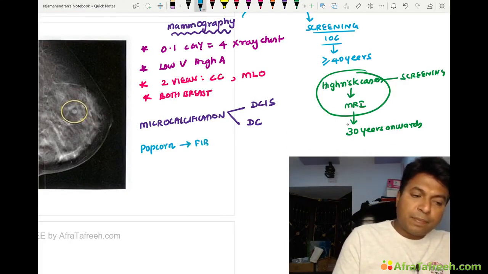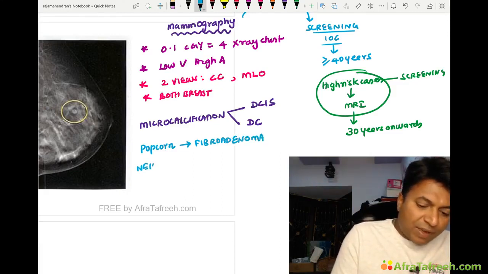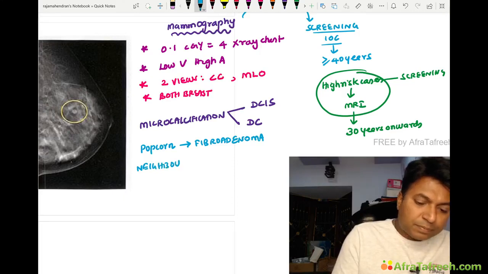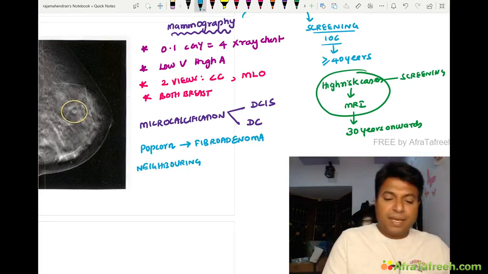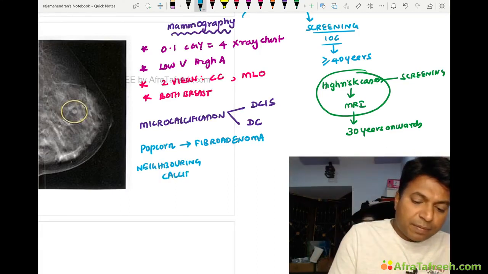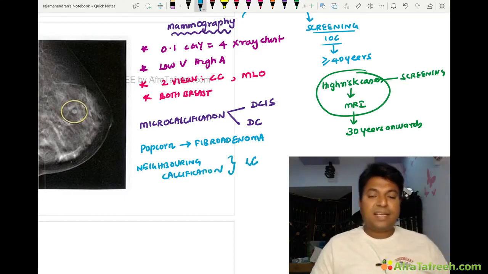It is fibroadenoma. Neighboring calcification, where will you get? There will be a lesion, but there will be calcification in the neighboring area. This is seen in lobular cancer.